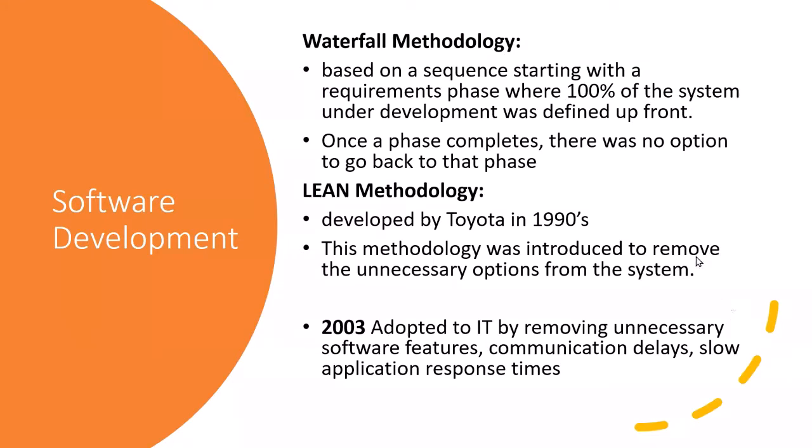So lean methodology is very, very simple to understand. That is, remove unnecessary options from the system. There are some things that are there, but people are not using them. For example, in the car, there is a handrest in the back seat. If people are not using it, try to remove that one. That was a simple example they used, and they made it successful.